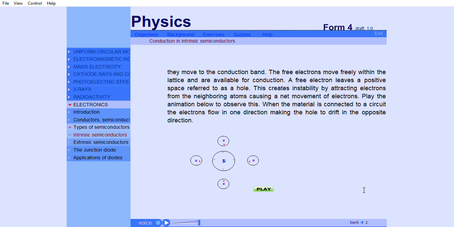This creates instability by attracting electrons from the neighboring atoms, causing a net movement of electrons. Play the animation below to observe this. When the material is connected to a circuit, the electrons flow in one direction, making the hole drift in the opposite direction.